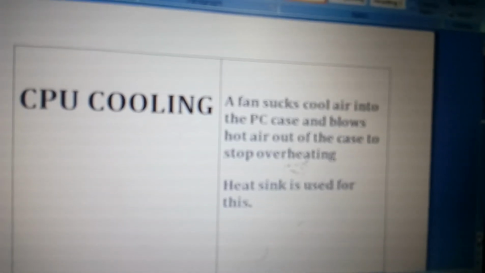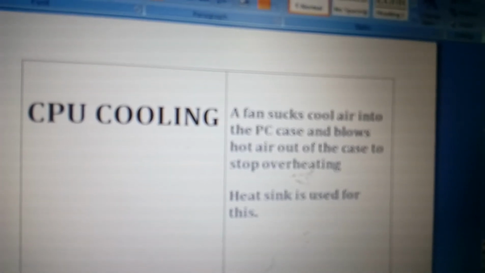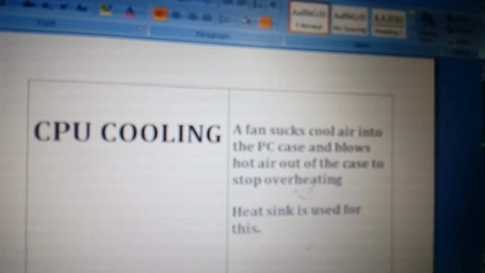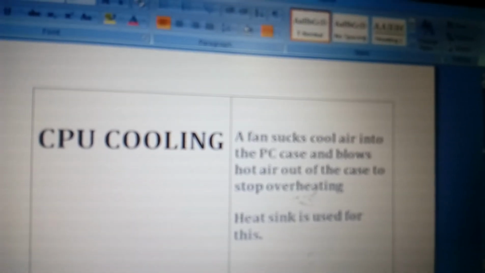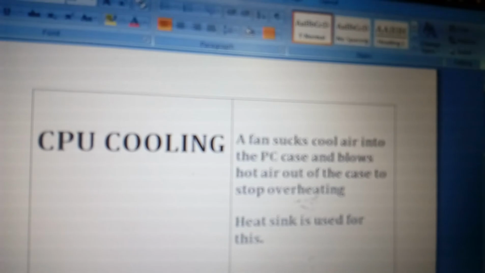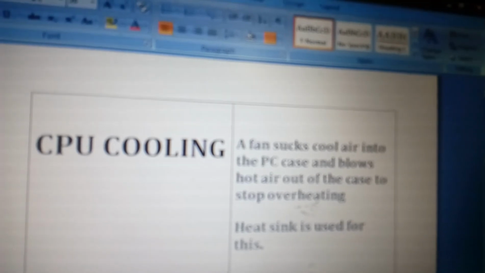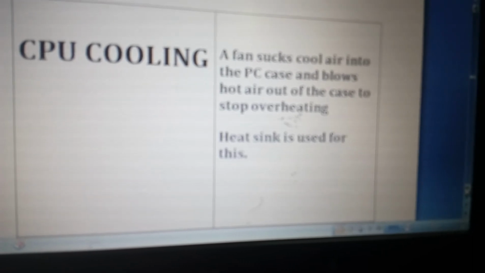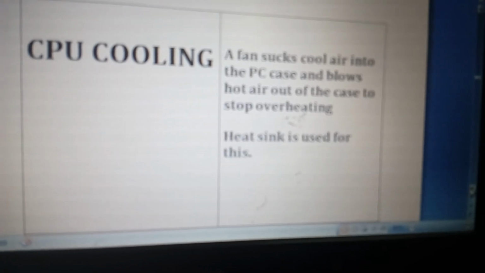CPU cooling. CPU generates a bit of heat which could cause the chip to burn up. Heat sink. It's a small ceramic or metal component with fins on its surface that absorbs and disperses heat produced by electrical components such as a processor. And this is where it is situated. Some heat sinks are packaged as a part of processor chips and others are installed on the top or side of a chip. It has a fan that sucks cool air into the PC case and blows hot air out of the case to stop overheating.